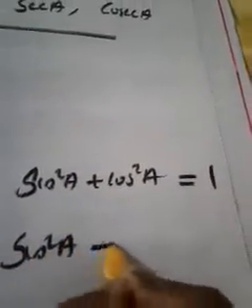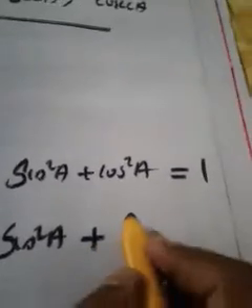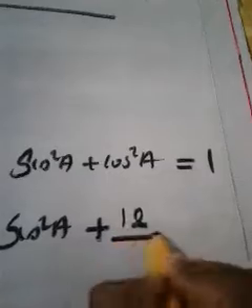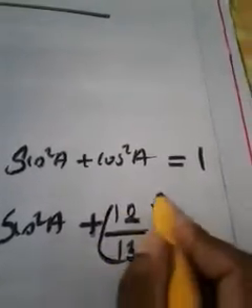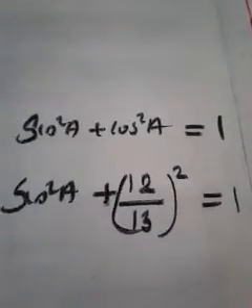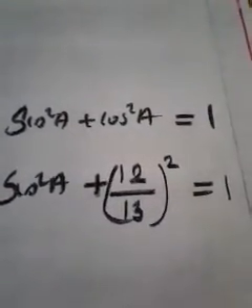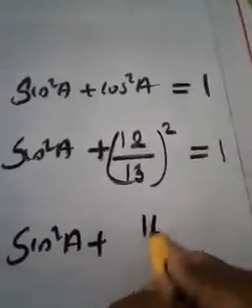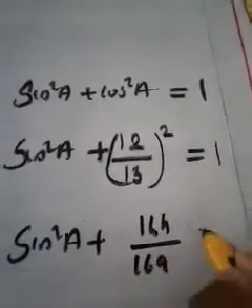There exist many different ways of solving; if you have any other method, you can use that. Instead of cos A, we can write 12 by 13 because we got cos A. That's why I'm doing it like this. So sin square A plus 144 by 169 is equal to 1.